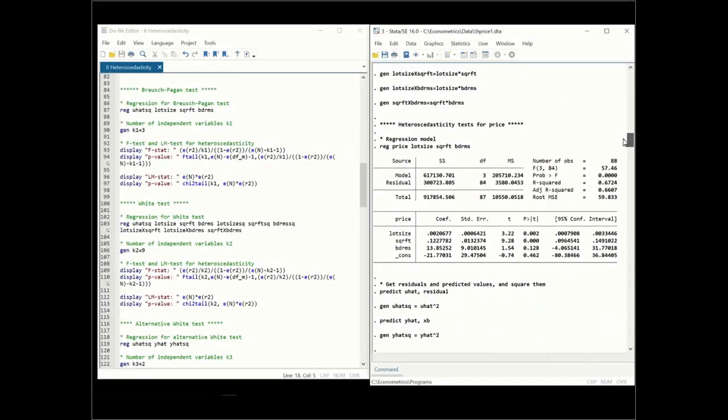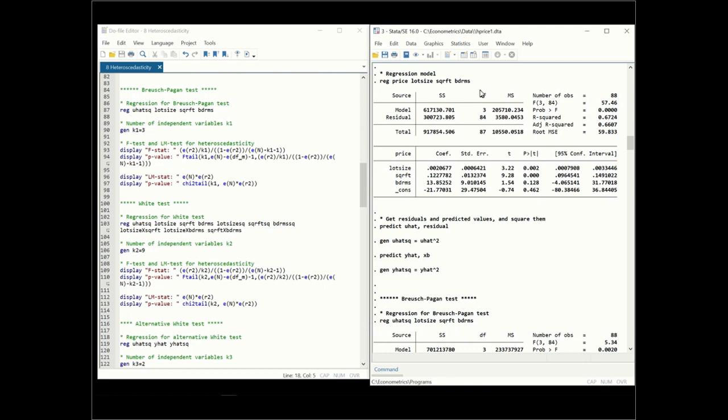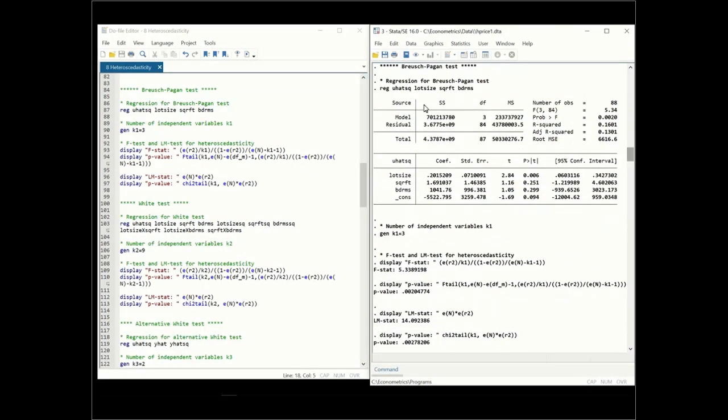If we run the regression of price on the independent variables, this is what we see. Again, we have some significance in some of the coefficients, but this is the first regression. Then we are getting the residuals from this regression, squaring them, and then we get the predicted values squared. So the Breusch-Pagan test involves this regression here of u hat squared. These are the residuals squared from the previous regression, and here we have the three independent variables and the coefficients that we have here.